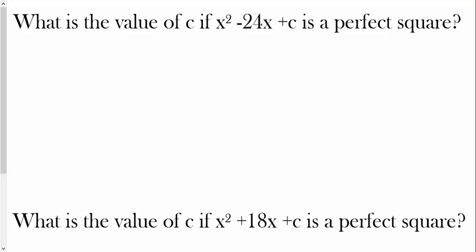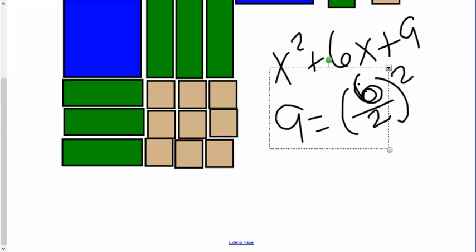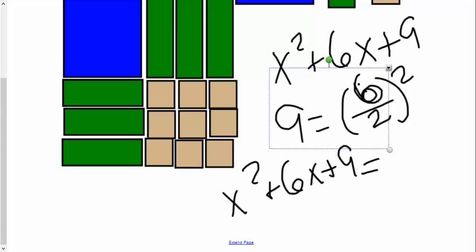What is the value of c if x squared minus 24x plus c is a perfect square? A perfect square means that I can break it down into the form of x plus a number, squared. Going back to x squared plus 6x plus 9, I can rewrite that as just x plus 3 squared. That's the perfect square, the perfect square trinomial, that we're trying to get. So let's try with this one.